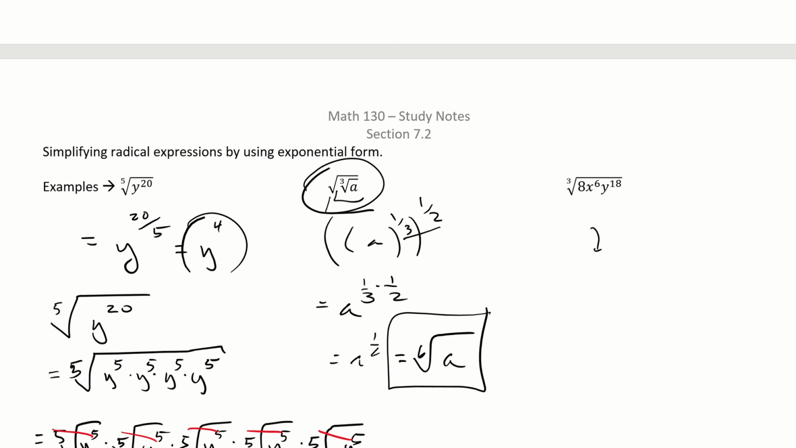And I guess I have one more. What I would do with this one is go, it's the cube root of 8 times the cube root of x to the 6 times the cube root of y to the 18, okay? The cube root of 8, I think you guys know, is 2. But the others, I want to show you something here, okay?